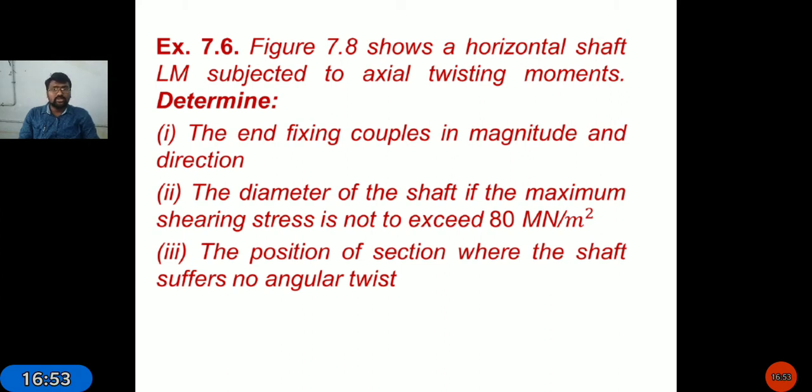Due to the application of twist at both ends, no angular twist will develop. Similarly, in between the two ends, at one point there is no angular twist developed. That means the theta value is 0. We need to find out the position from either end.